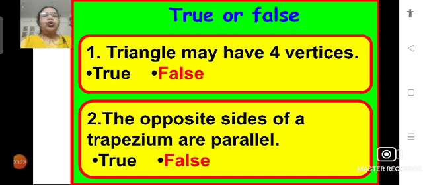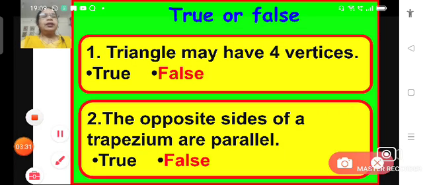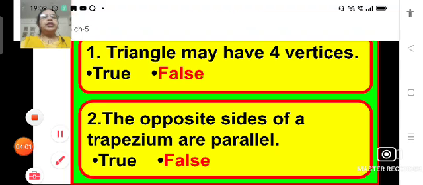Next question is true or false. First one, a triangle may have 4 vertices. No, this is a false statement. We know a triangle is a 3-sided polygon and it has 3 vertices. So this statement is false. Question 2, the opposite sides of a trapezium are parallel. No, because we know in a trapezium only one pair of opposite sides are parallel. So this statement is also false. This is a false statement. Coming to the next question.